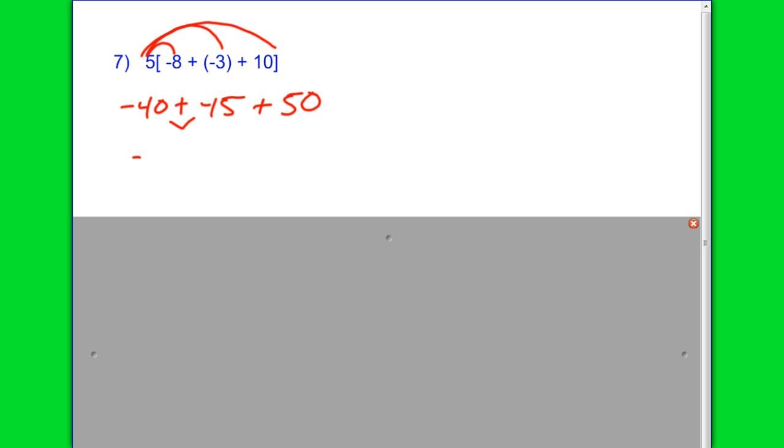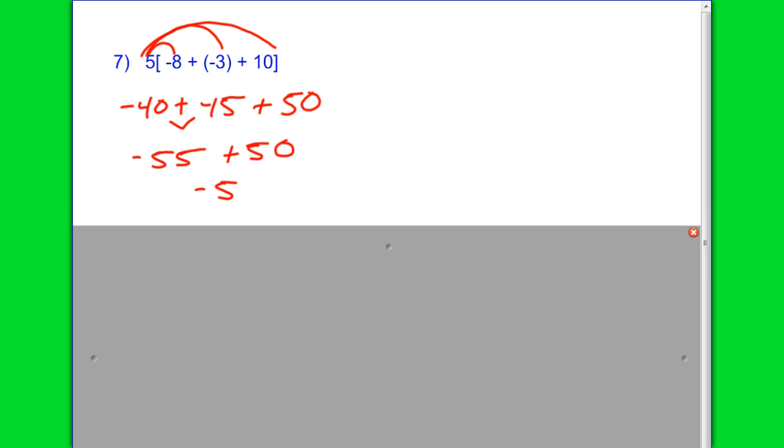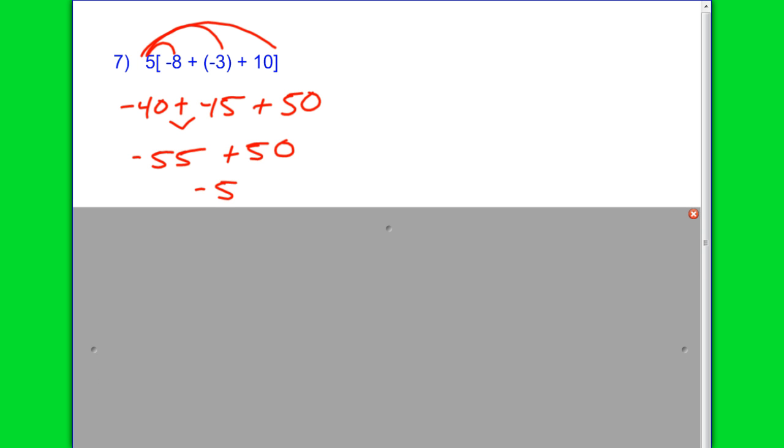So Skylar, what is -40 plus -15? -55. And now when we add a positive, what operation are we using? Subtraction. Michael, what is -55 plus 50? Positive or negative? Negative, because the larger absolute value is negative. Okay, so it is possible to distribute across 3 terms.